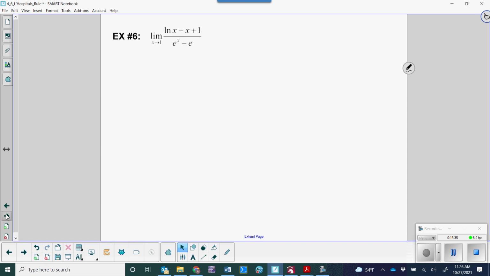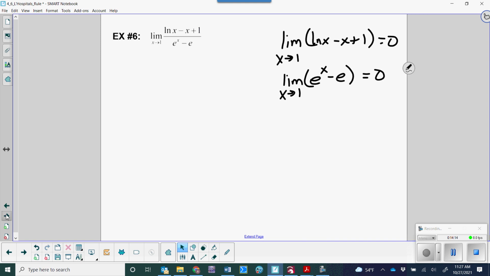So here again, anytime you see a limit, the first thing you do is try to plug in. So I'm going to plug in 1. So that's going to be ln of 1, which is 0. Minus 1, that's negative 1 plus 1, that's 0. And then I have e to the first minus e, which is 0. So again, over here to the side, limit as x goes to 1 of ln of x minus x plus 1, and my answer is 0. We just did it in our heads or sketched it out somewhere. So I'm just showing that what I do is get a 0 over a 0. So then I will write by L'Hopital's rule.